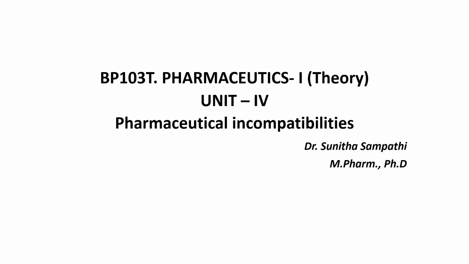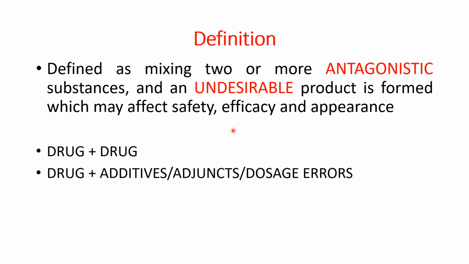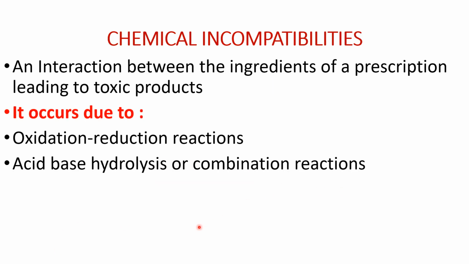In the previous lecture, we have seen the various contents of incompatibility. In that we have defined what is incompatibility. Incompatibility is defined as mixing of two or more antagonistic substances which leads to an undesirable product, which will affect the safety, efficacy and appearance. And we have seen it may be with drug and drug when they are combined, or drug when combined with additives that are used in the pharmaceutical formulations. Now, in the previous video, we have discussed about physical incompatibility.